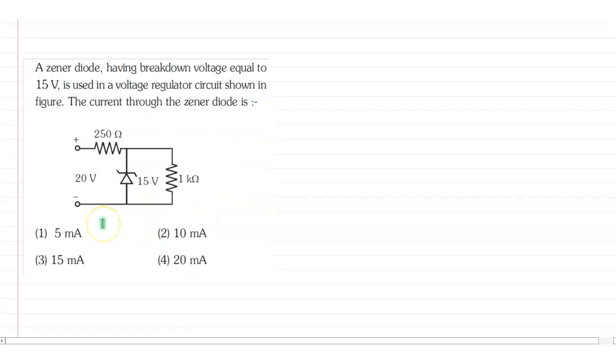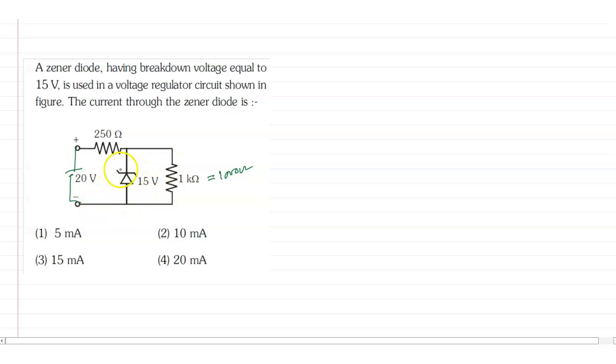The last question is: a Zener diode having breakdown voltage equal to 15 volt. 20 volt is applied here, and the resistances 250 ohm and 1 kilo ohm, meaning 1000 ohm, are connected. In the circuit, we have to calculate the current through the Zener diode.